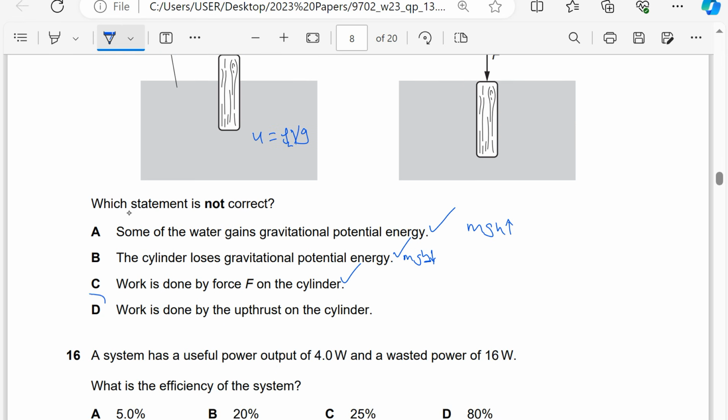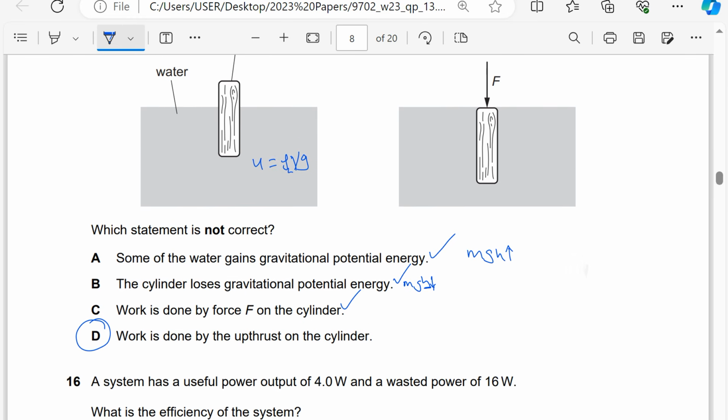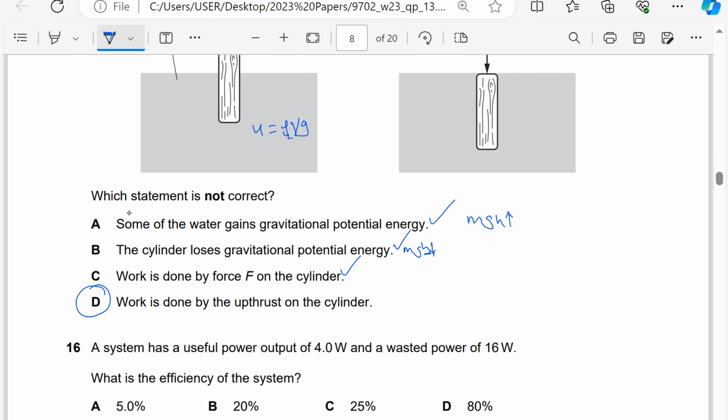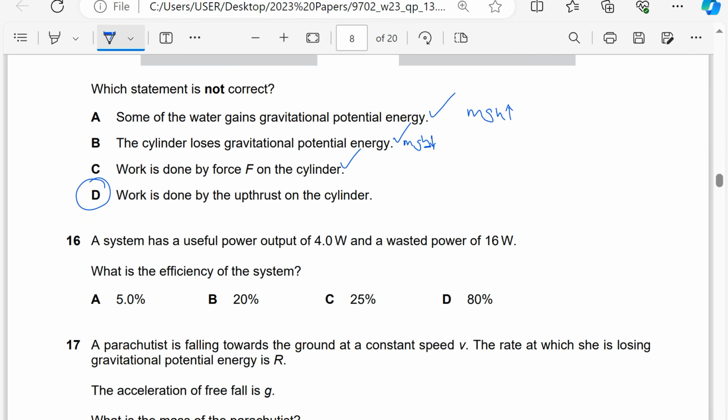So it means the statement which is not correct is D, which says work is done by the upthrust on the cylinder. The upthrust force is not causing the cylinder to move, so there's no work done by this upthrust force. So the answer is going to be D. However, we would say work is done against the upthrust force.